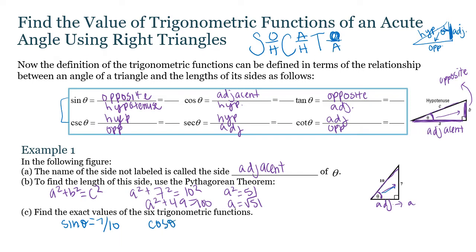If we were trying to find the cosine, so cosine is adjacent over hypotenuse. So the adjacent we just found was the square root of 51 over the hypotenuse, which is 10. And then the tangent, so tangent is opposite over adjacent, so it's going to be 7 over root 51. And then I need to rationalize the denominator, so I get 7 root 51 over 51. And I'll let you go through and figure out the rest of those.